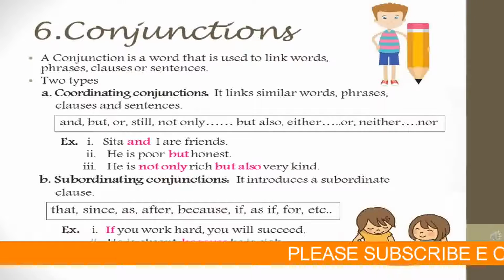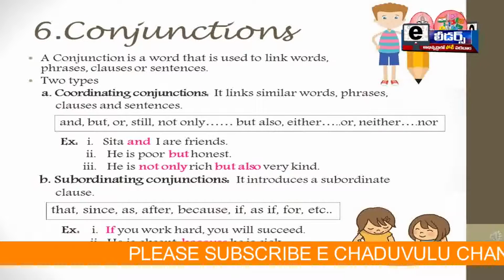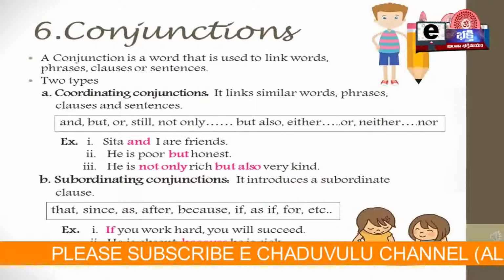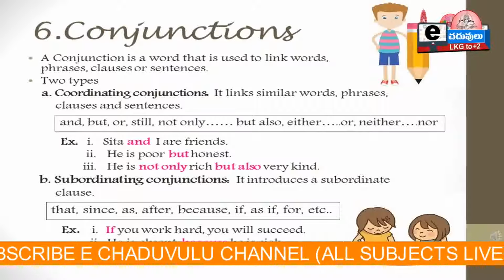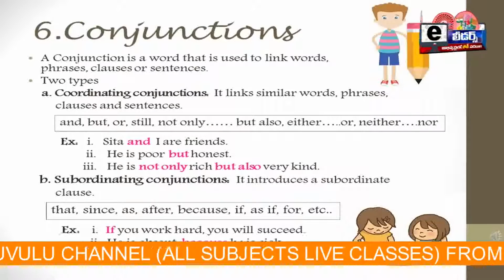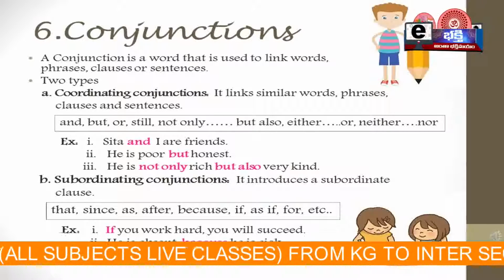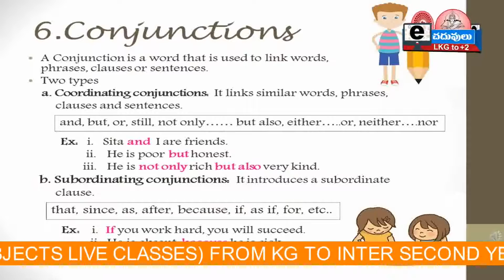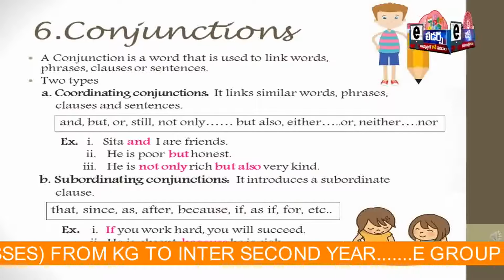These conjunctions link similar words, phrases, clauses and sentences, like the words and, but, or, still, not only but also, either or, neither nor. Now see the sentences. Sita and I are friends. He is poor but honest. He is not only rich but also very kind.